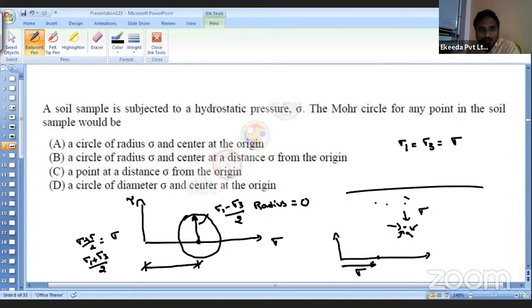Now see the options. Option A: circle of radius sigma and center at origin. Is that it? No. Radius is equal to 0. So the first option we can eliminate. A circle of radius sigma, radius 0. That means this also we can eliminate. A point at a distance of sigma from origin. That means the third option is satisfying it. So here option C is the correct option.